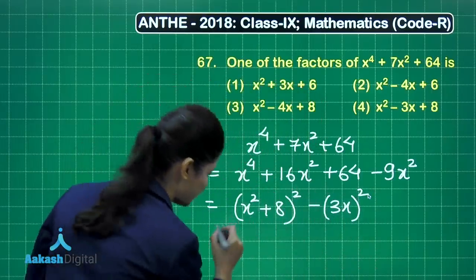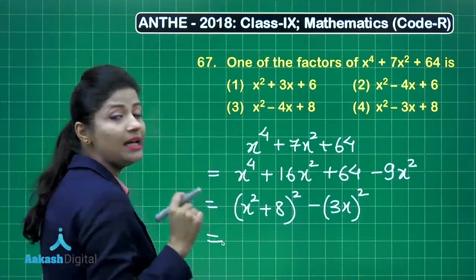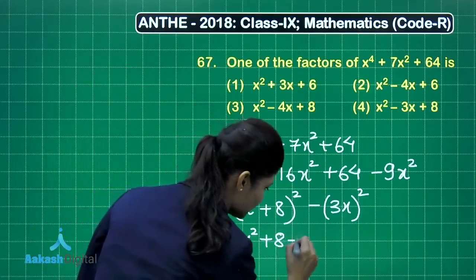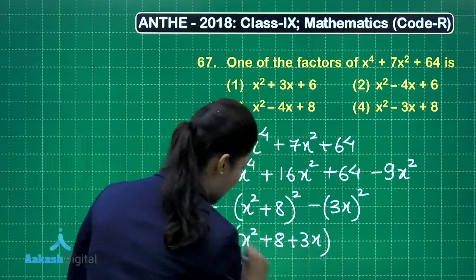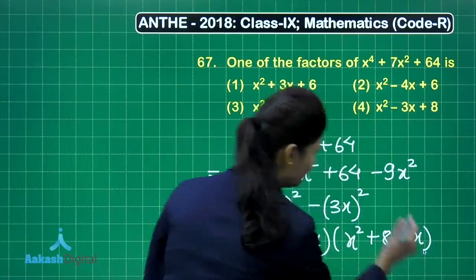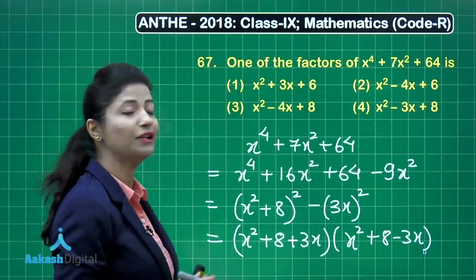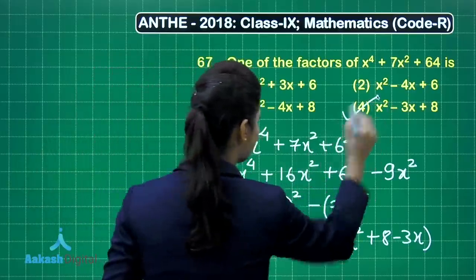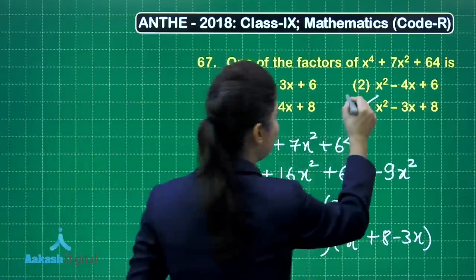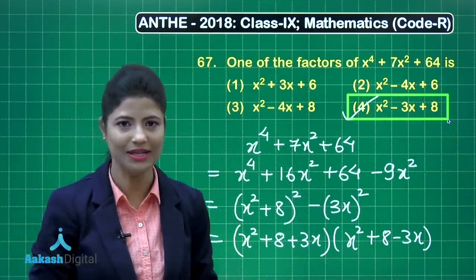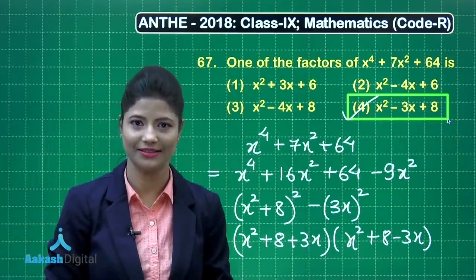So you can see it's taking the shape of the algebraic identity a square minus b square. So it could be easily factorized as (x square plus 8 plus 3x) and (x square plus 8 minus 3x). So out of these four options, you can clearly figure out the correct factor. Here I get the correct answer as option number 4, which is x square minus 3x plus 8. I hope it is clear to you. Let's proceed to our next question.